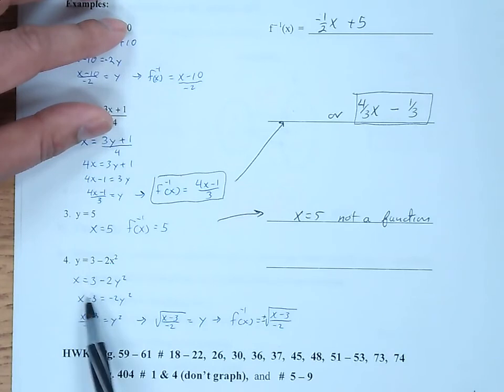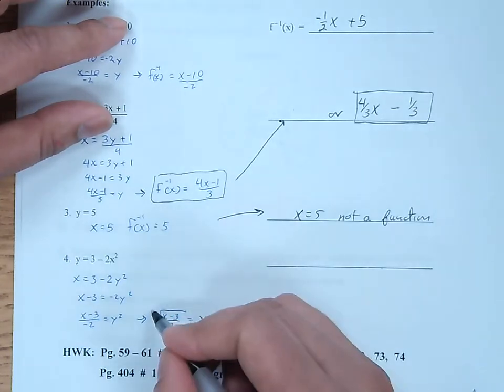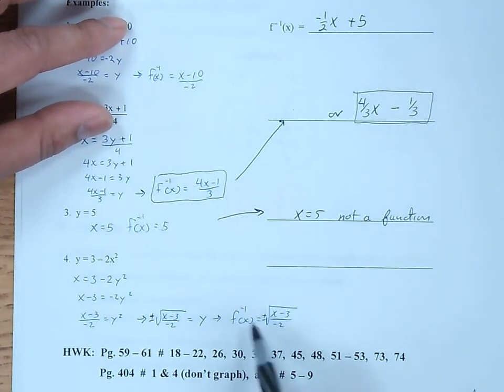Again, for this part right here, switch x and y. I'm going to go ahead and minus 3 on both sides, divide by negative 2. So I get y squared equals x minus 3 divided by negative 2, and finally take the square root of both sides to get rid of that exponent right there, and I get this. y equals that, again obviously plus and minus. And then change the y to f inverse of x.